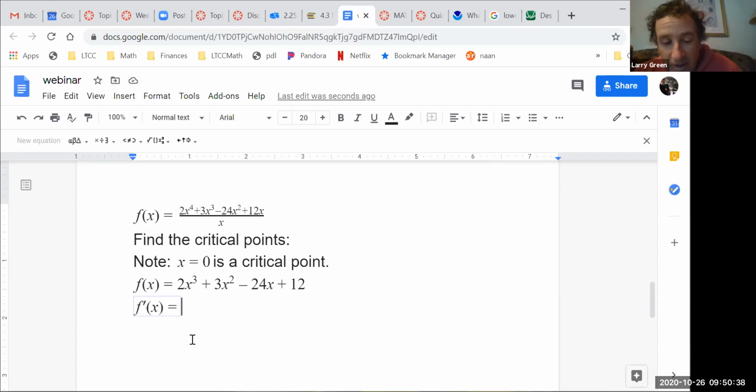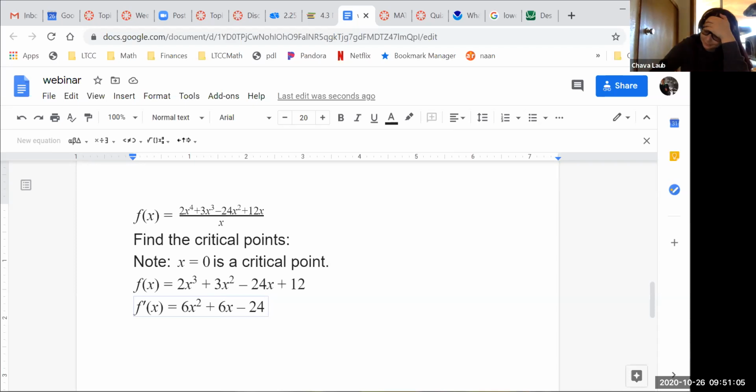Yeah, 6x squared plus 6x minus 24. Any questions on that? All right, that was step 2. What's step 3? Set that to 0. Yep, set it equals 0. Okay.